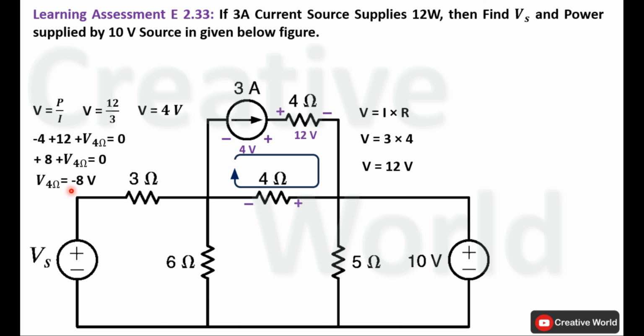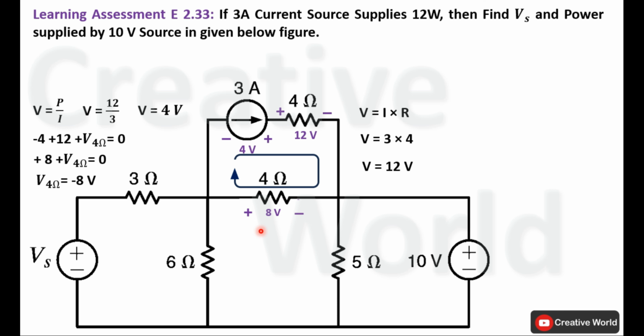Minus sign with the voltage value is indicating that we have taken the wrong direction of voltage across this 4 ohm resistance. The actual polarity of voltage is opposite to the assumed polarity. So we have updated the actual polarity of voltage across this 4 ohm resistance and also added the voltage value across this resistance, that is 8 volt.